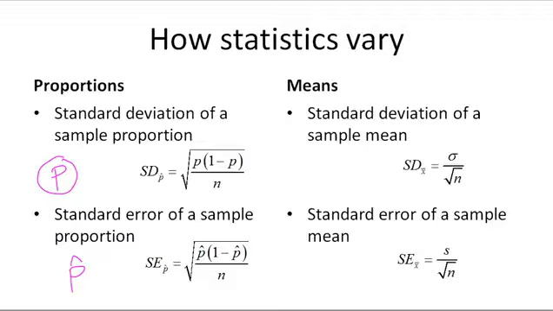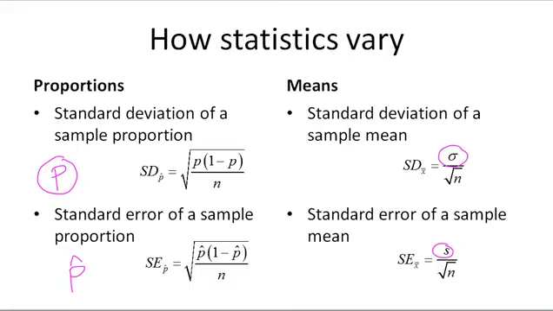Same thing can be said for means. The standard deviation of a sample mean is sigma divided by the square root of n. But remember, sigma is the standard deviation of the entire population, which we're never going to know, right? I mean, again, if you do know it, maybe the problem does tell it to you, please, by all means, use it. But in most cases, the only standard deviation we know is s, the standard deviation of our sample. So if we replace sigma with s and divide by the square root of n, we get what's called the standard error of the sample mean.